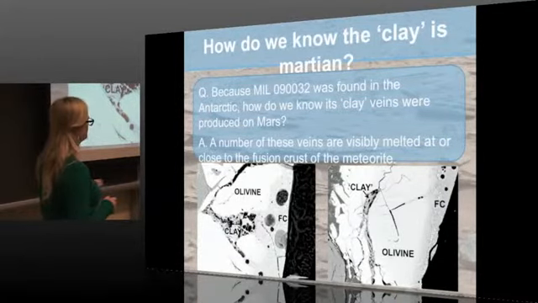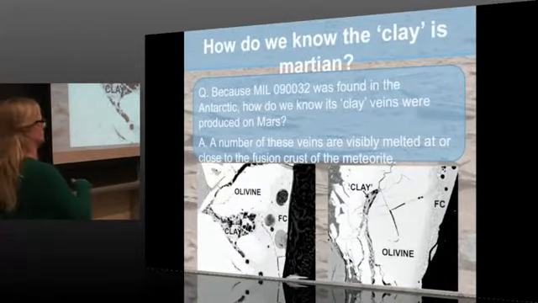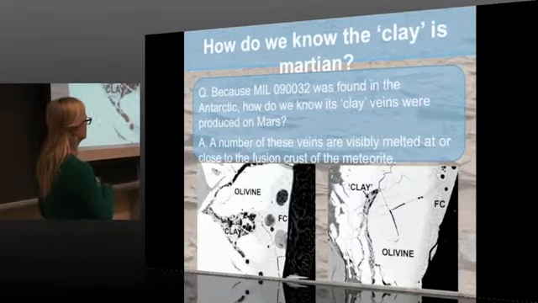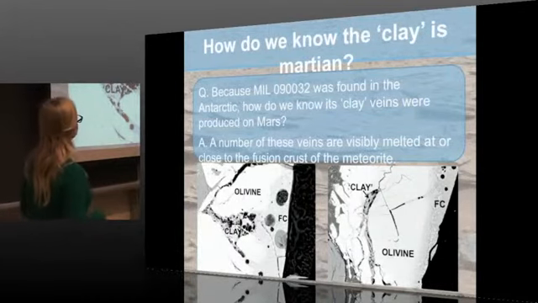In this case, one of them is kind of warped with the heat here. If they were formed after the meteorite came in through the atmosphere, then you would expect that they would cut across this fusion crust and we wouldn't see any kind of melting or anything. So we know that they're Martian.